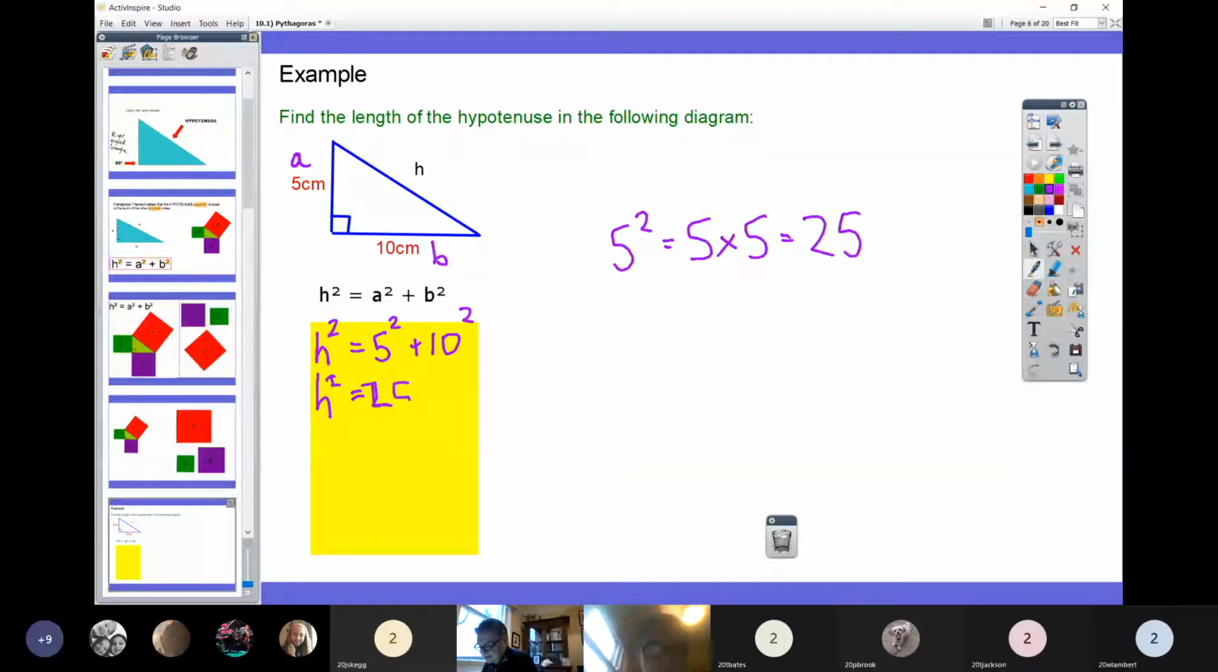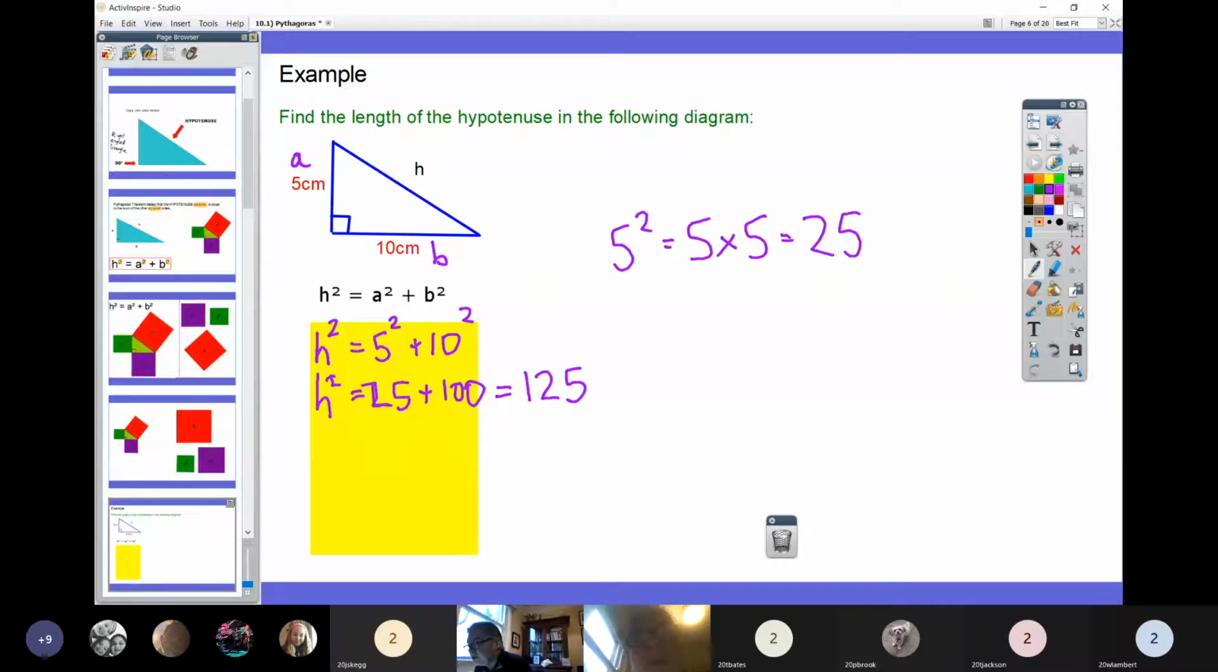And 10 squared is 10 times 10, which is 100. And that equals 125. 25 add 100 is 125. So we've squared the 5, we've squared the 10, and we've added them together. Now, that's what h squared equals. But we don't want h squared, we want h.